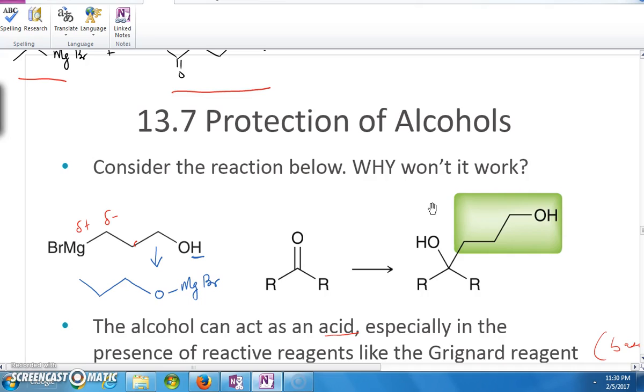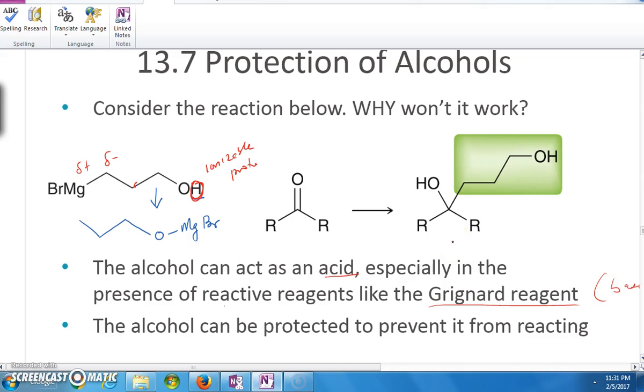Now, protection of alcohols. If you consider the example below, why won't this work? This will not work because you have an ionizable proton. And so we know that that will not work because it will kill your Grignard. If you want this to react with this, nothing will happen. The alcohol can act as an acid, especially in the presence of a reactive reagent like a Grignard. So to prevent this, you have to protect your alcohol.